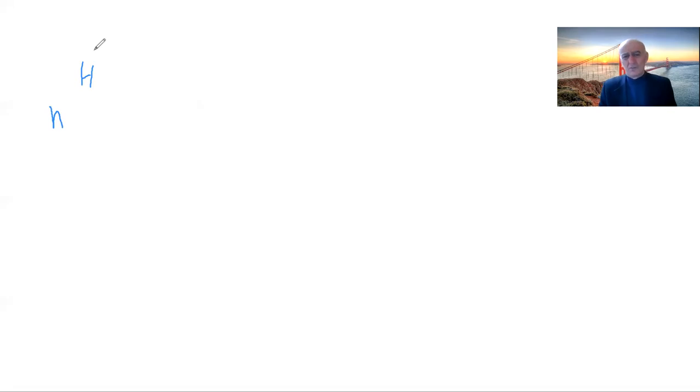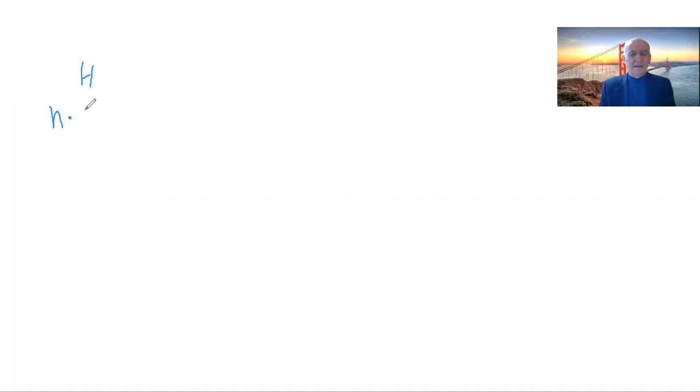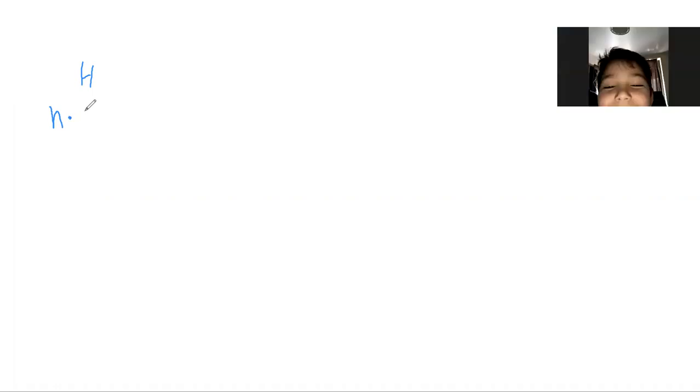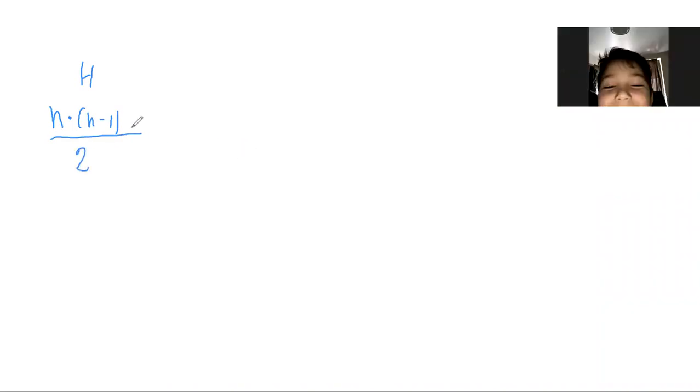Or we can formulate this problem like this: in the room there are n people, and we know definitely that all of them shake hands with each other exactly one time. And how many handshakes are there? N times n minus 1 over 2. Say again, Jacob. N times n minus 1 over 2. Could you explain it? I just remember the formula. I didn't know the explanation.